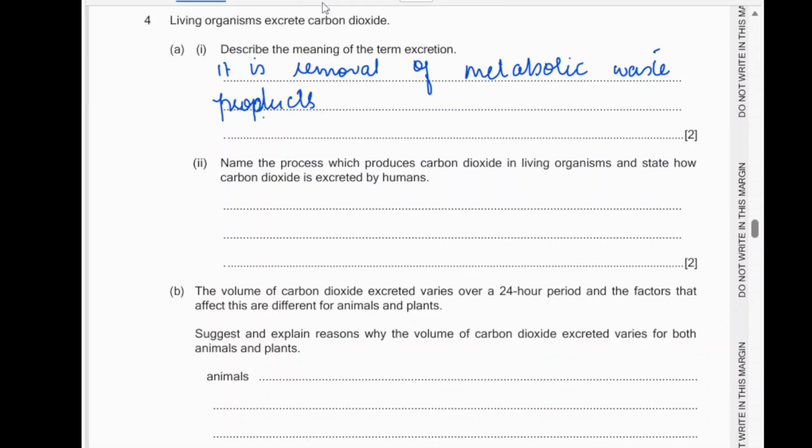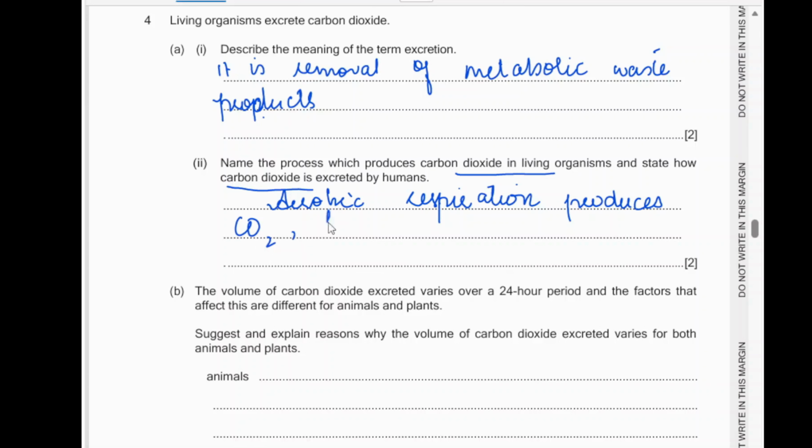Okay, name the processes which produce carbon dioxide in living organisms and state how it is excreted by humans. What produces carbon dioxide in your body? Wait, aerobic respiration. Okay, aerobic respiration, and how is it excreted? Through our lungs. Wait, wait. Lungs do all the work. Okay, and in lungs basically the alveoli.